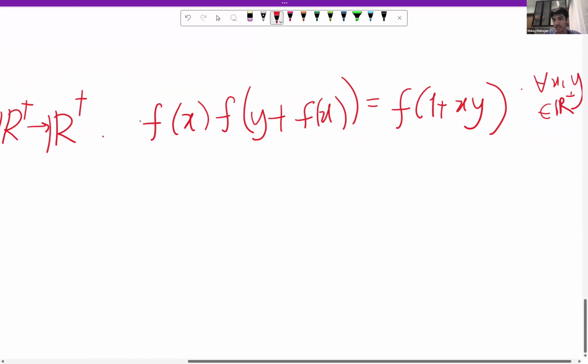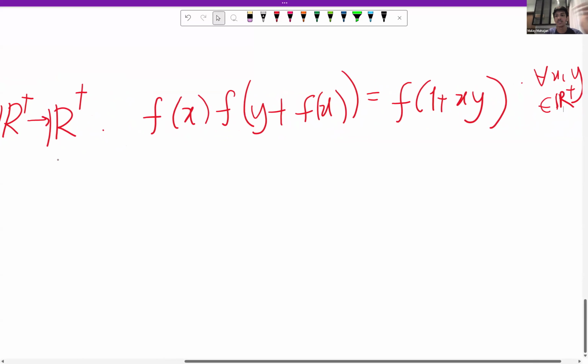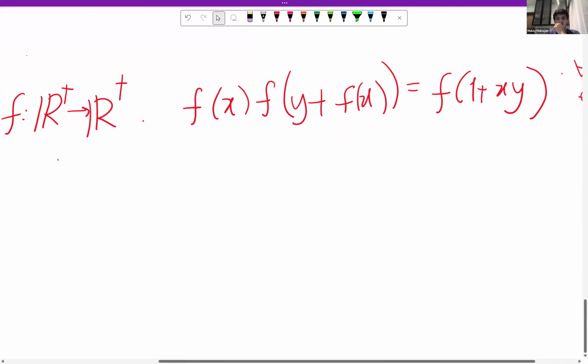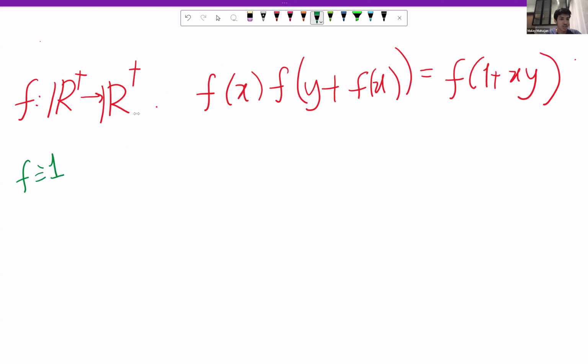So people are trying to find the solutions. If you put a constant, observe the only constant function that can work is the function 1. And there's an observation: f of x equals 1 by x works.